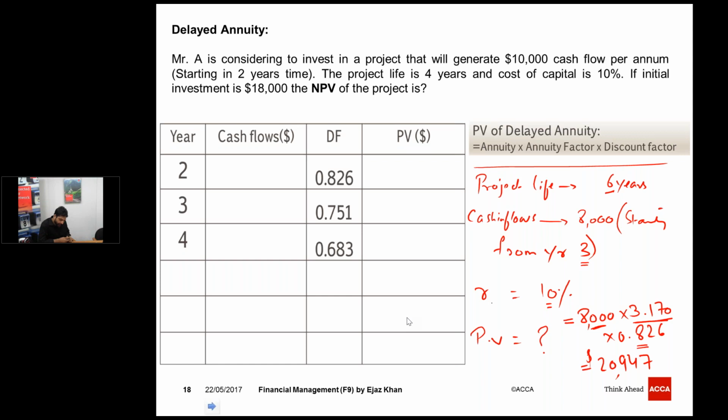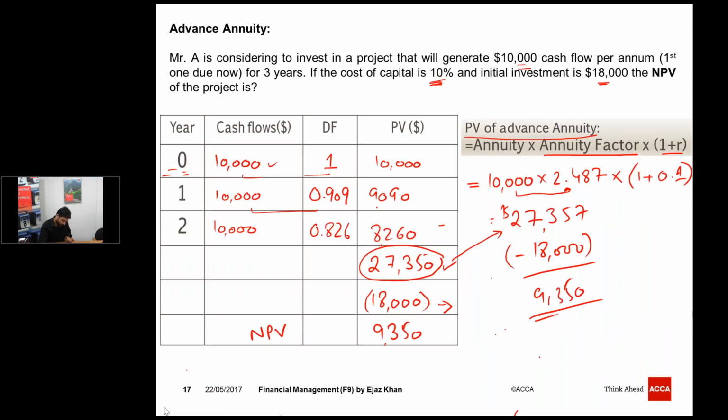Nasir, I didn't get your question. Dania, on the screen there is a formula for advanced annuity.